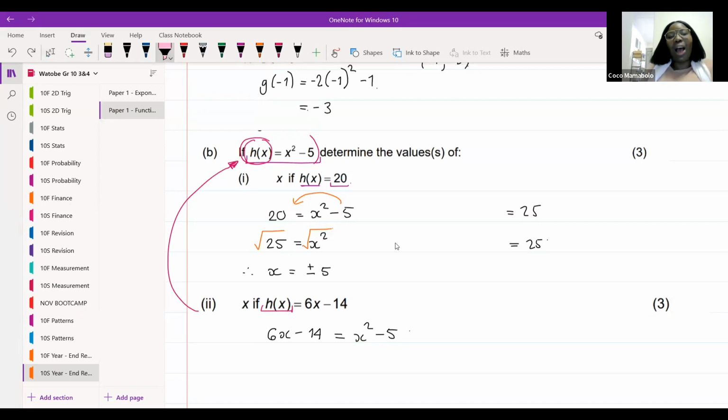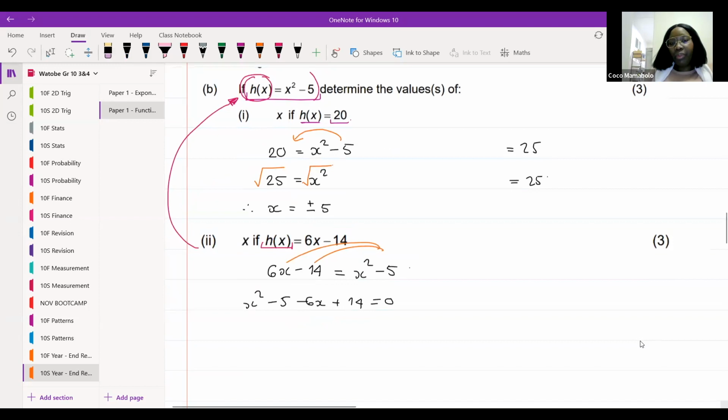All right, so I know that I want my x squared to remain positive. So I'm going to take my 6x and my negative 14 over to the other side. I'm going to end up with x squared minus 5 minus 6x plus 14 is equal to 0. You can also put the 0 on this side. It doesn't make a difference. You can put it whichever side you want.